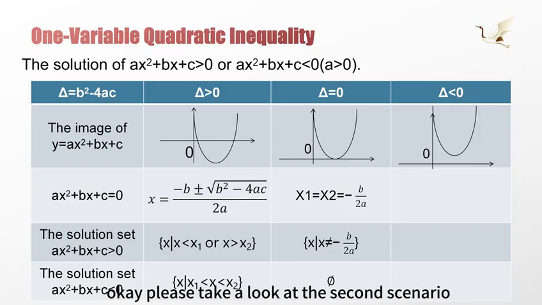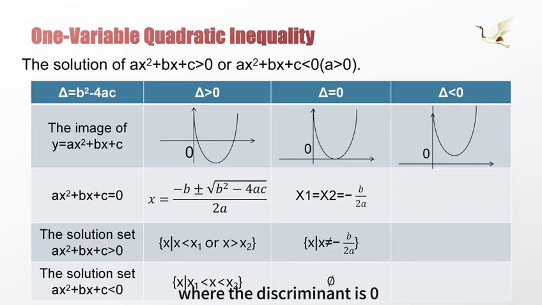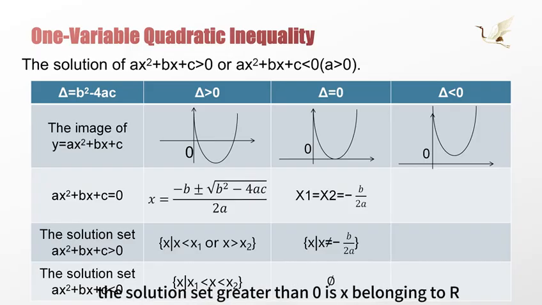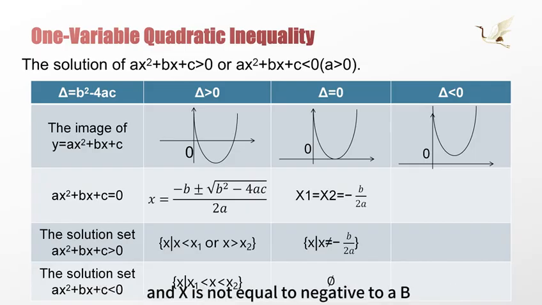Okay, please take a look at the second scenario where the discriminant is 0. The solution set greater than 0 is x belonging to R, and x is not equal to negative b divided by 2a. So, what about less than 0? As shown in the picture, it is an empty set.